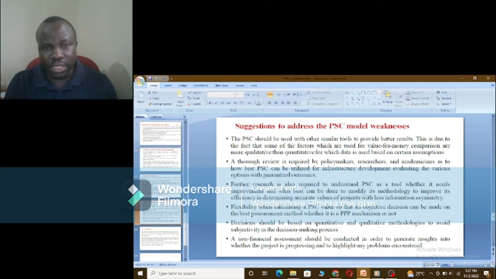Besides that, we also looked at the suggestion as per the task requirement, and we identified that the public sector comparator should be used with other similar tools to provide better results. This is due to the fact that some of the factors which are used for value for money comparison are more qualitative than quantitative, for which data is used based on certain assumptions, among others.